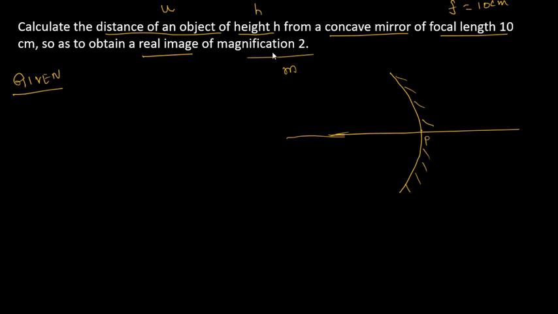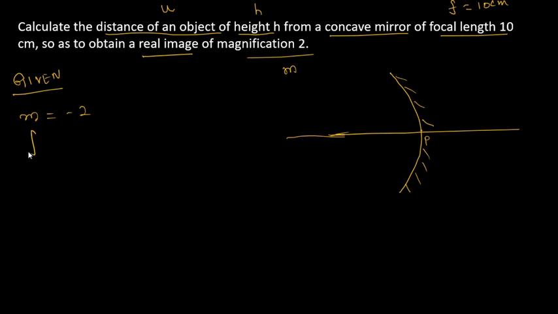And magnification, so the magnification is 2. Since the image falls in front of the mirror, it should be represented minus. So m is equal to minus 2.